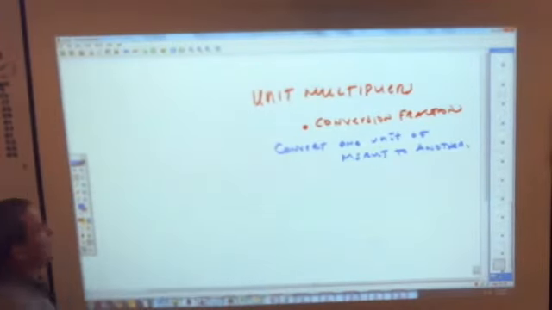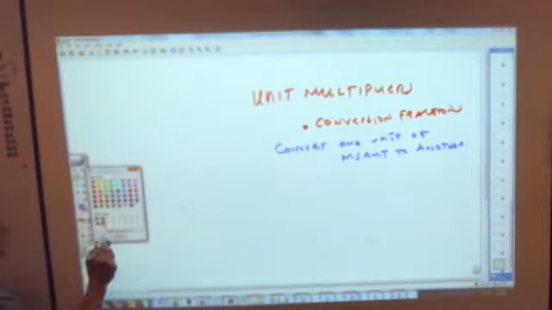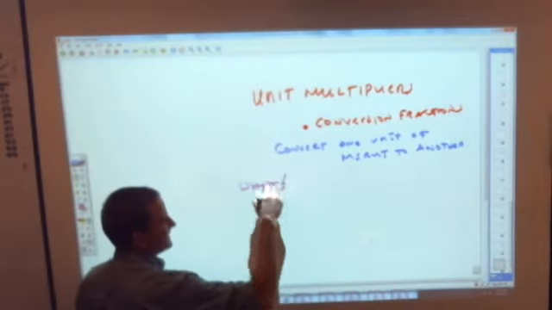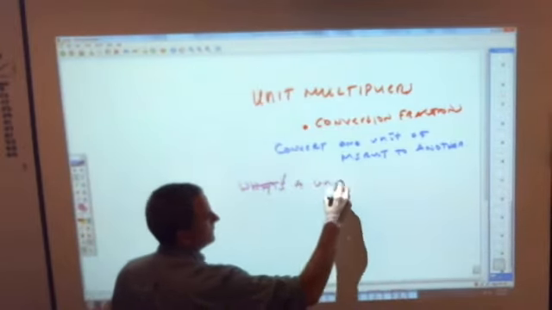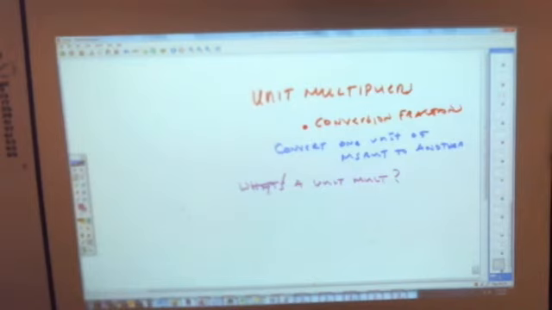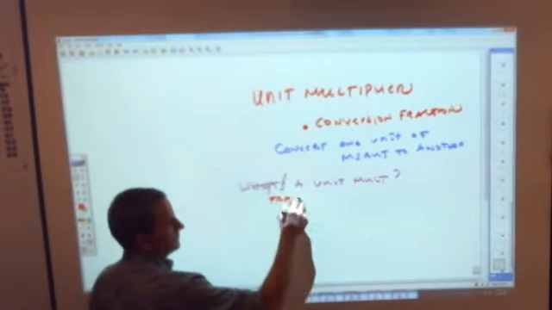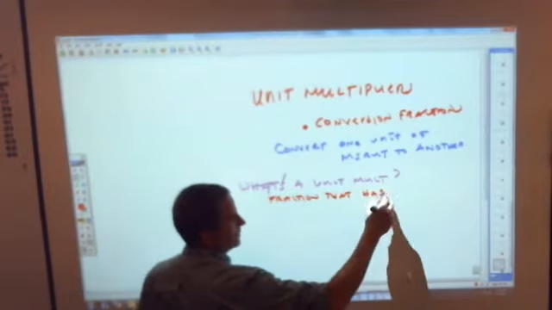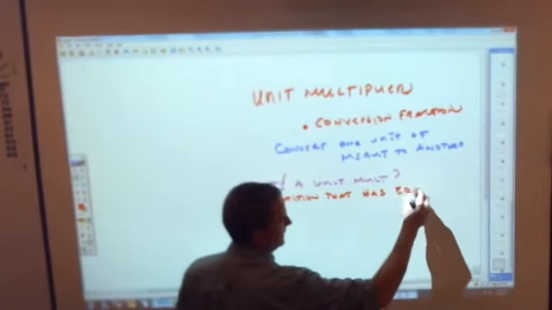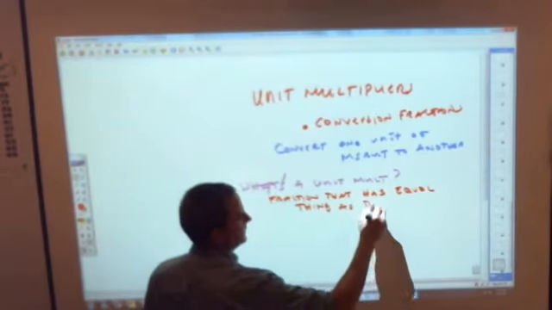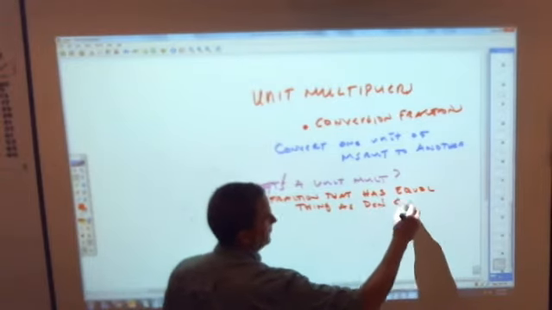Now, first thing is we have to define what is a unit multiplier. What's a unit multiplier? That is a great question. A unit multiplier is nothing more than a fraction. It is a fraction that has equal things on top and on bottom. Equal things as the denominator, let's use some mathematical words, and the numerator.